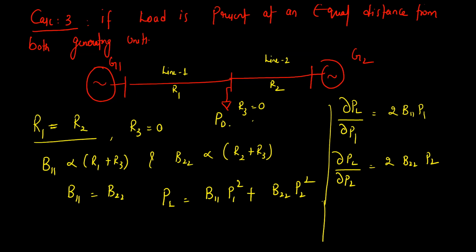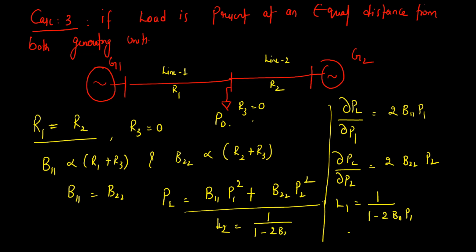So from the incremental transmission loss, the respective penalty factors will become, I'll write here only. L1 penalty factor is equal to 1 by 1 minus 2 B11 P1. Your L2 will become 1 by 1 minus 2 B22 P2. Here in this case, if the coefficients are both greater, then both your L1 and L2 will be greater than 1. Penalty factors L1 and L2 both will be greater than 1. Okay, so this is the third situation that you can encounter, how you have to calculate the penalty factors.